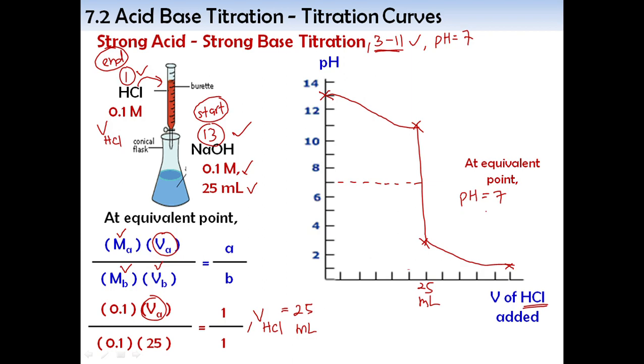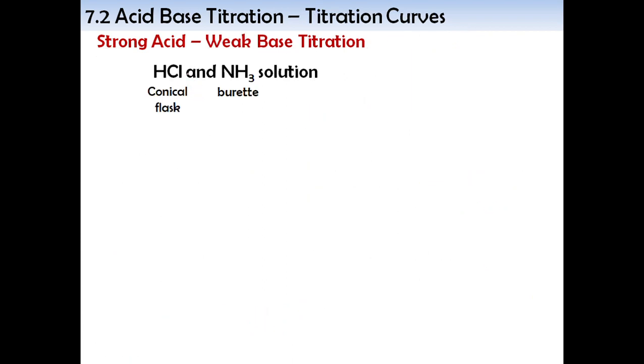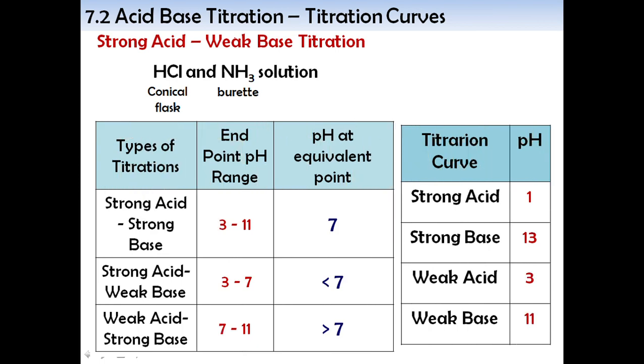Boleh? Okay. We move forward to the next type of titration between strong acid and weak base. So, first step, determine the pH. So, this is our table. So, we know that between strong and weak, okay, this is the endpoint pH range. So, this 3 to 7. HCl is a strong acid, so the pH is 1. And NH3 is a weak base. Okay, jadinya pH is 11.